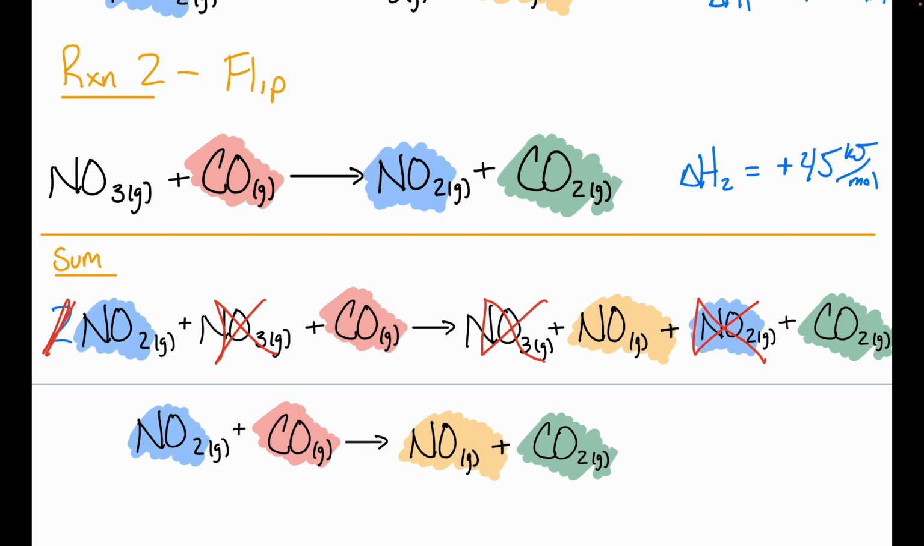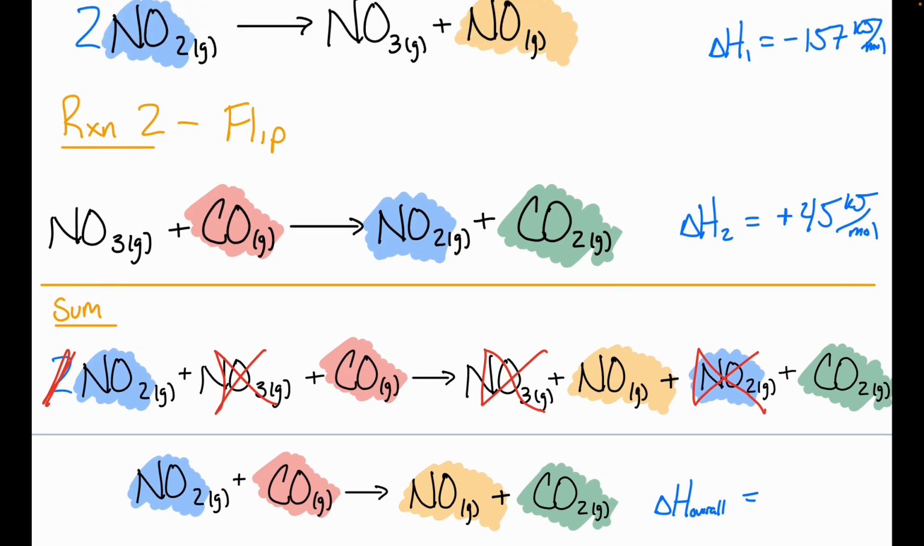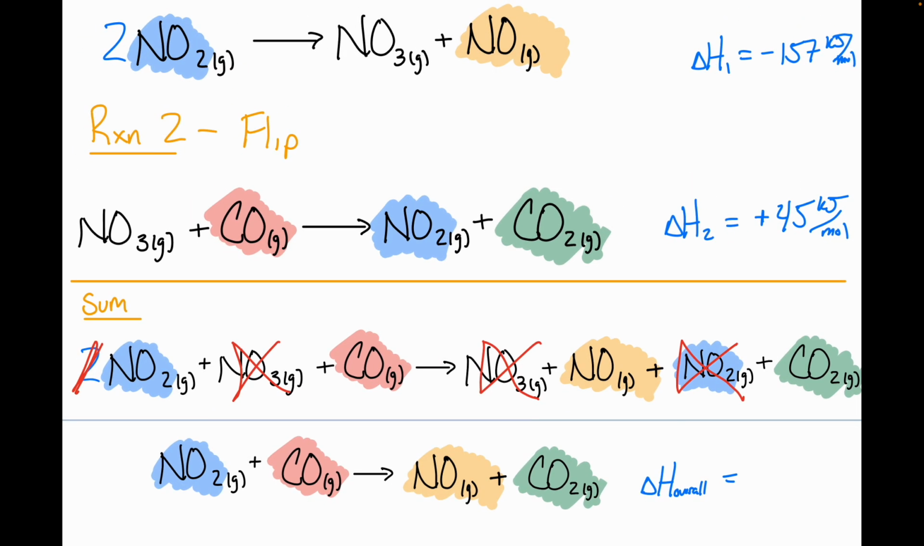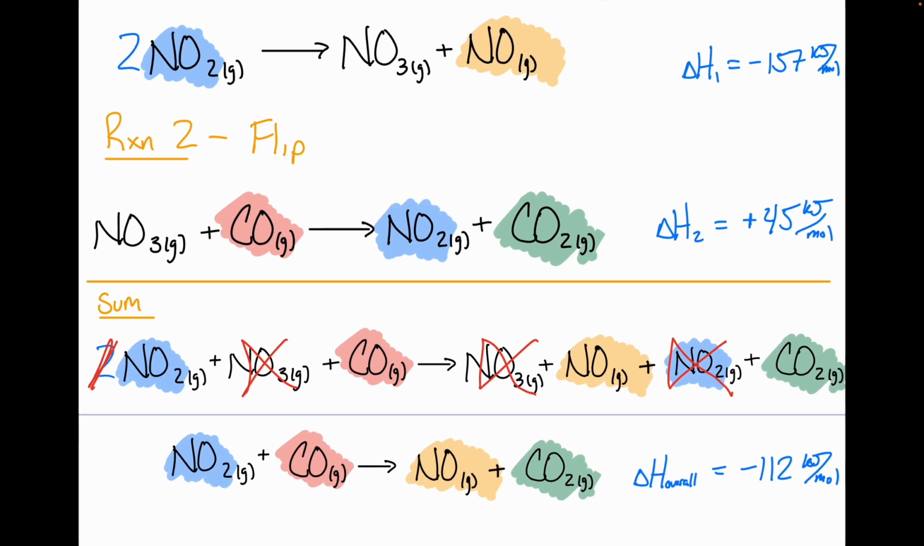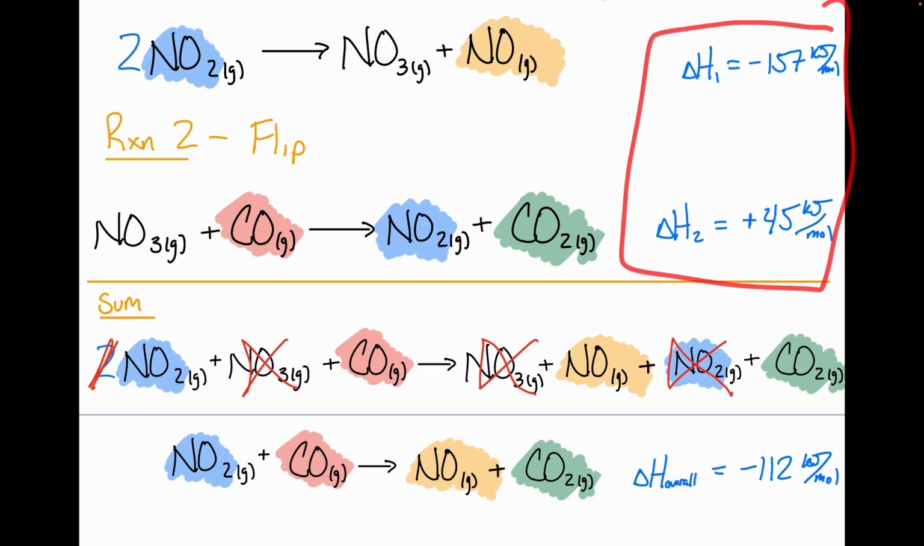All right, and then how am I going to get the delta H for this overall reaction? I'm simply going to sum up those two chemical equations I just summed up to get my overall. So negative 157 plus 45 gives me negative 112 kilojoules per mole. All right, so we took our chemical equations and we summed them up to get our overall chemical equation. To get the new value for delta H of that overall reaction, we summed up those two steps.